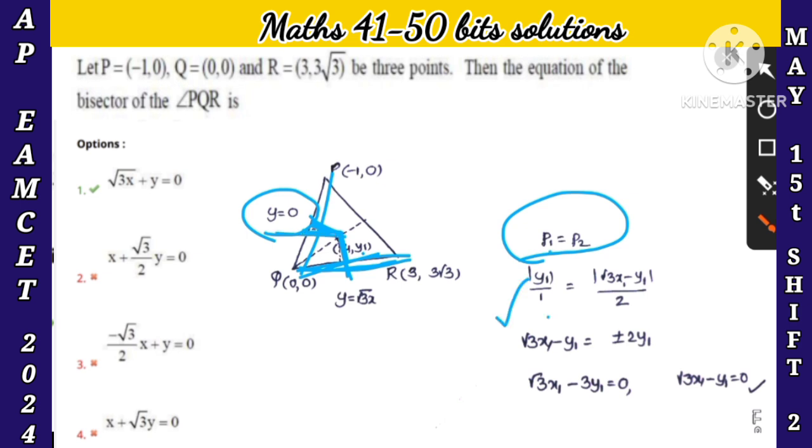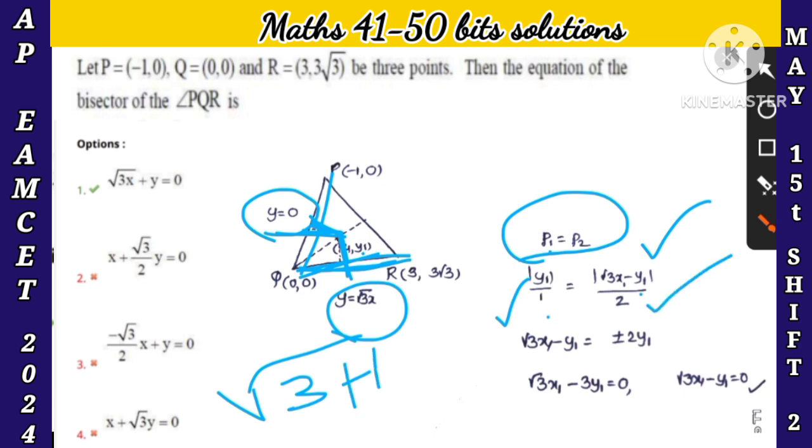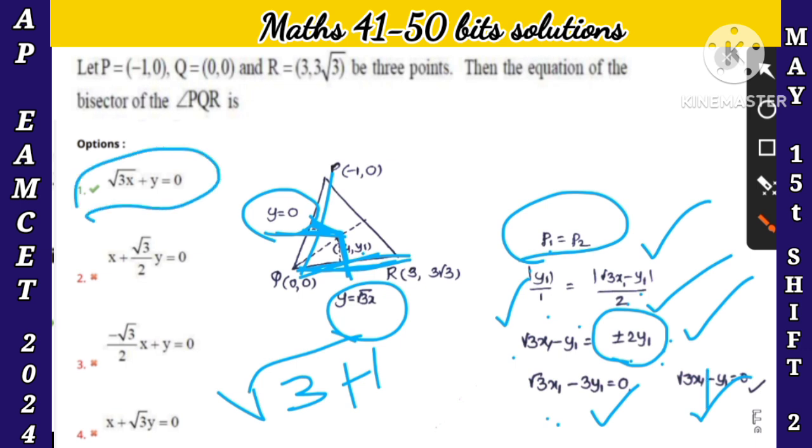This is the perpendicular distance. To the second line, the distance is |√3x1 minus y1| by square root of a square plus b square, that is √3 whole square plus 1, which is equal to 2. Now remove the modulus, taking plus or minus sign: plus or minus 2y1. Write plus 2y1 to this side: √3x1 minus 3y1. Write minus 2y1 to this side: √3x1 minus y1 equals minus 2y1, so the answer is √3x1 plus y1. So the answer is the first option.